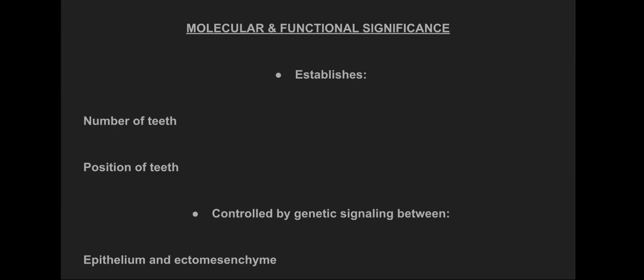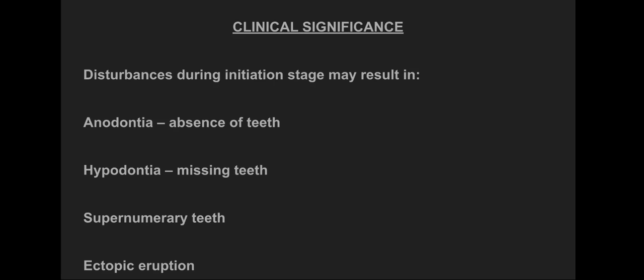Here the tooth bud develops, and we can see the number and position of the teeth, controlled by genetic signaling between the epithelium and ectomesenchyme. Next, the clinical significance of this stage: developmental disturbances during the initiation stage, if they occur, cause absence of teeth, missing teeth, or supernumerary teeth.